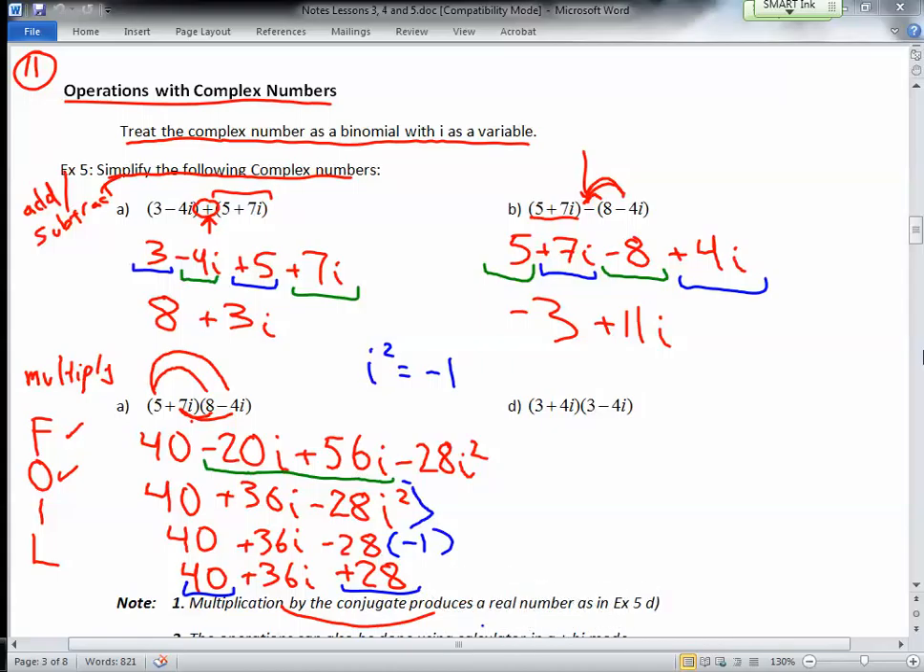Okay, last one. I'll tell you what, can you guys try this last one here? Go ahead and give it a try. Now this one, you're going to follow the same process. You'll get a slightly different answer because these two are conjugates. 3 plus 4i and 3 minus 4i. Those are conjugates. What you're going to see is that these center terms are just going to cancel each other out.